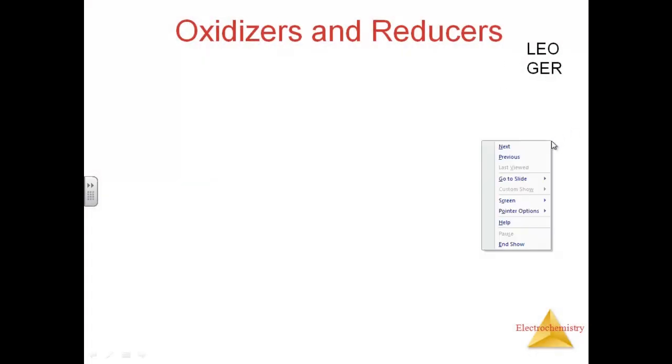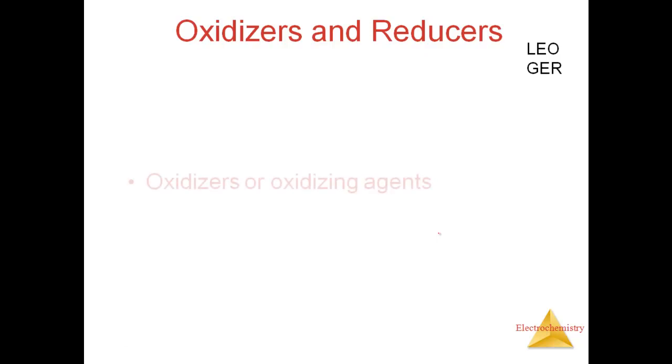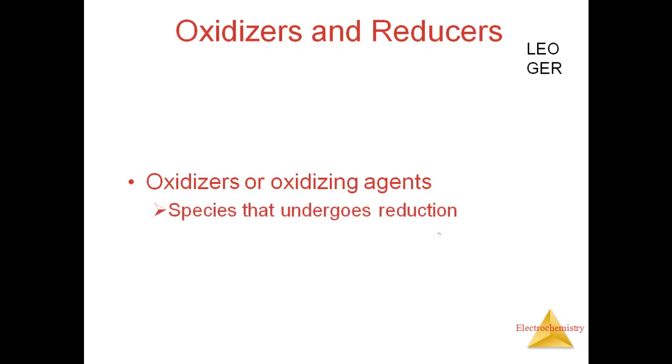We're going to talk about oxidizers and reducers, and oxidizing agents and reducing agents. Okay. So an oxidizer or an oxidizing agent is an agent that helps something else oxidize. It itself is undergoing reduction, and it does that by accepting the electrons.